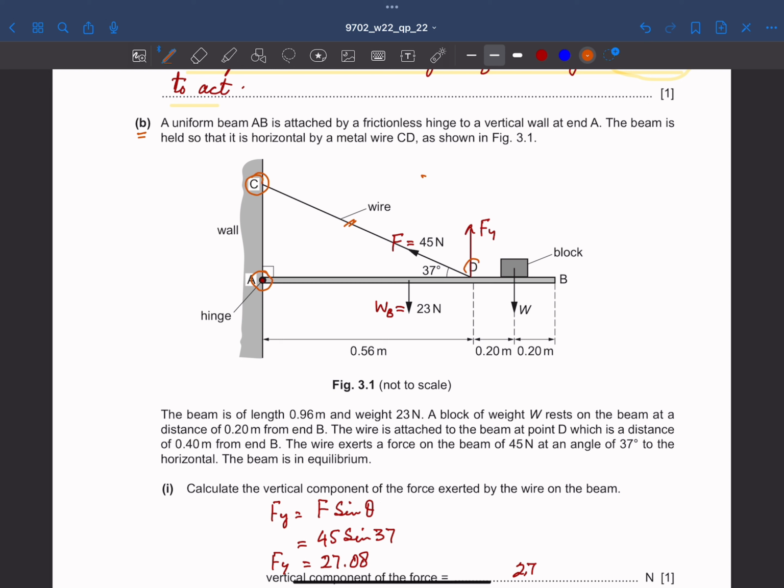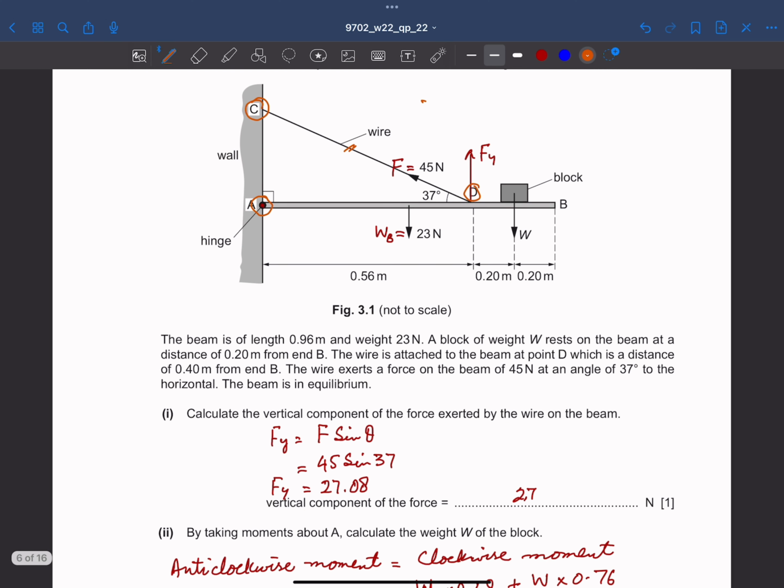Here you have D, and what they are saying is the beam is of length 0.96 meter. So the complete length from point A to point B is 0.96, and the weight of the beam is 23 Newton. So this is 23 Newton at the center.